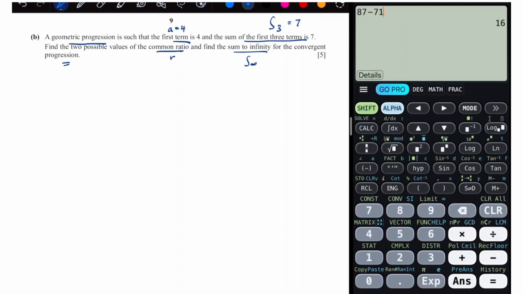So first, let's find out what is the value of the common ratio. Note that in GP, the sum formula is a(Rⁿ minus 1) over (R minus 1), provided that your value of R is less than 1. Okay, so this is what we're going to use here. Let's see, sum of n is going to be 7, and we know that our a is 4, and it should be 1 minus Rⁿ.